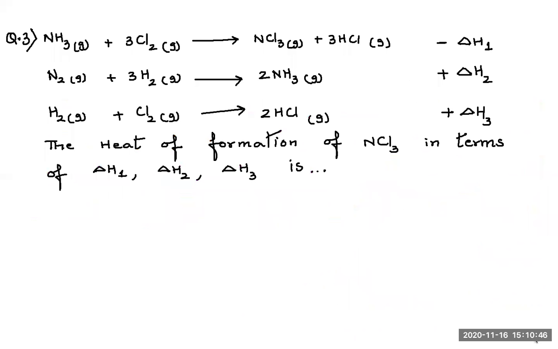One more I'm taking. I've taken 3 queries which you gave me. This looks difficult, but it's very simple. Ammonia gas reacts with 3-chlorine to give NCl3 and HCl, whereas nitrogen-hydrogen react to give ammonia and hydrogen-chlorine react to give HCl. Okay, this all is given to us. So that's the data. Even the enthalpy changes are given. They want us to find the formation of NCl3.